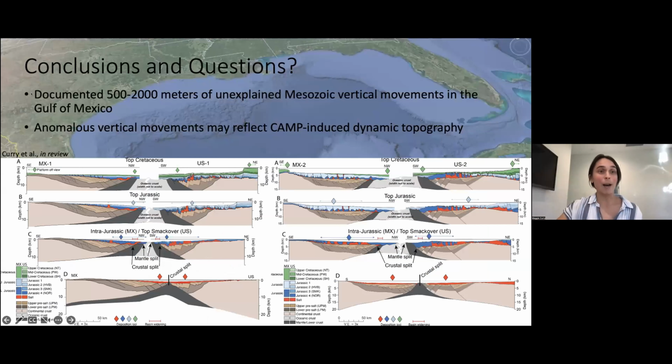So with that, the conclusion here is we documented 500 to 2,000 meters of unexplained vertical movements in the Gulf of Mexico in the Mesozoic, and we believe these are reflecting CAMP-induced dynamic topography. And I'll leave you here with some of the images of the structural restoration that I did end up undertaking as part of this, even though I didn't talk a lot about that today. And I'll just say thank you and take any questions.